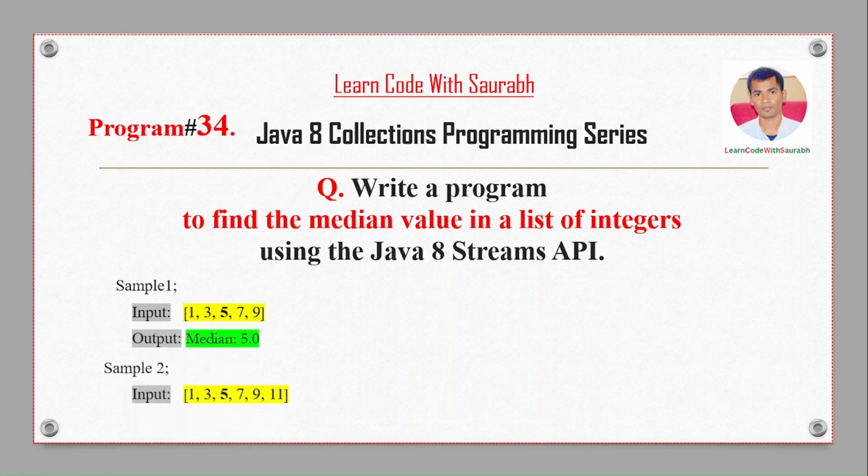So we will get the output after dividing by the number, 5. And for the second sample input, the total number is 6, and adding here 1 plus 3, 4 plus 5, 9 plus 7, 16 plus 9, 25 plus 11, 36. 36 divided by 6, so we will get the output 6.